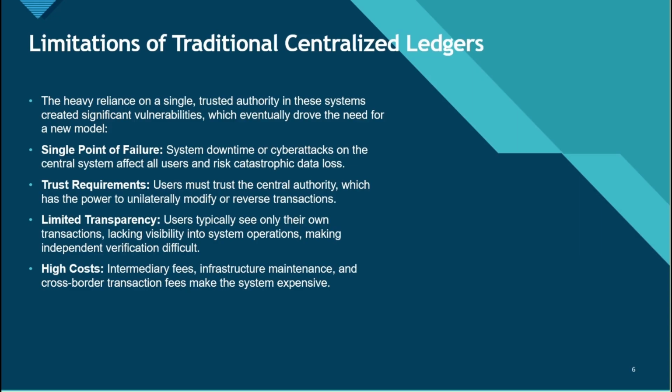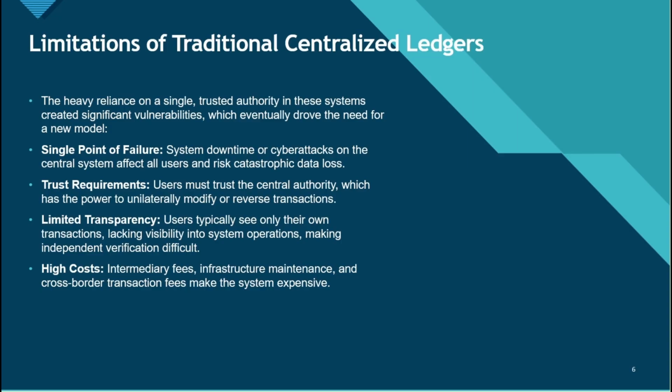3. Limited transparency. Detail. In centralized ledgers, users are typically granted visibility only into their own transactions and account balances. Implication. They lack visibility into the overall system operations, the ledger's entirety, or the processes used to validate and reconcile transactions. This makes independent verification of the ledger's integrity virtually impossible for users and promotes an information asymmetry between the central authority and its users.